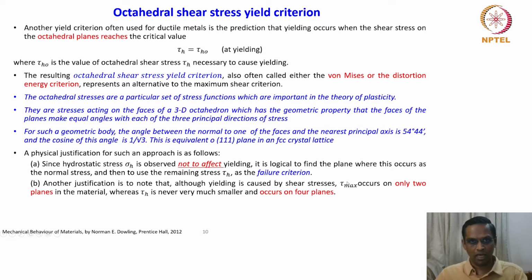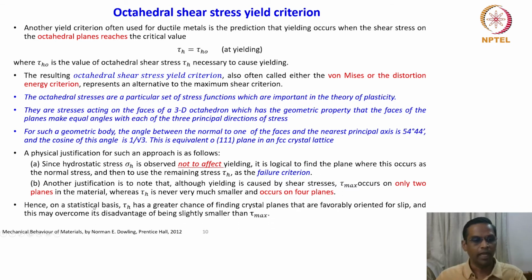So tau max is on 2 planes, but tau h is also occurring on the other 4 planes. So totally we have seen 6 planes, right? So that's what we are talking about here. So they are not very much smaller, so we have to look at those. Hence, on a statistical basis, tau h has the greater chance of finding crystal planes that are favorably oriented for a slip, and this may overcome its disadvantage of being slightly smaller than tau max.